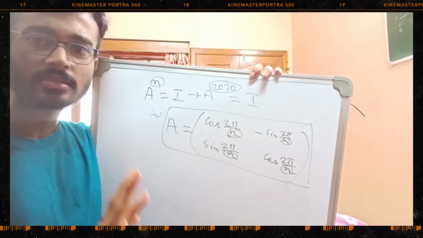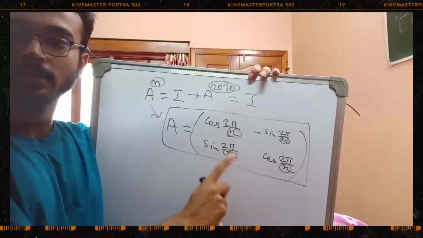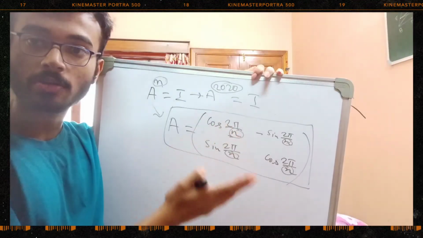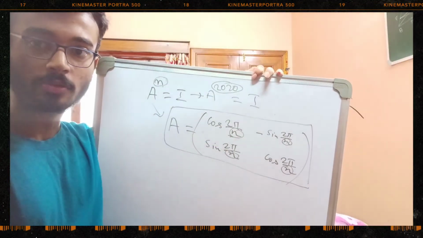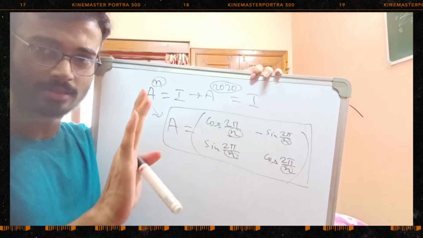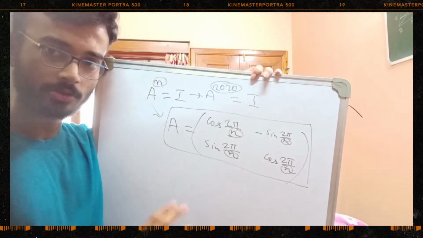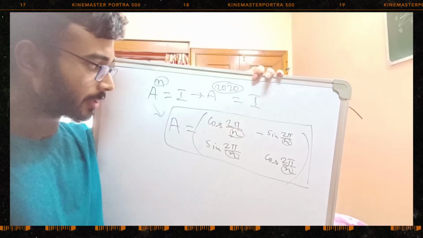But till then, just understand this kind of matrix is just a rotation of the coordinate axis by an angle of 2 pi by n. So how are we deriving that? That is another case. I will tell you in the next video. Okay. So up to that, remember it.